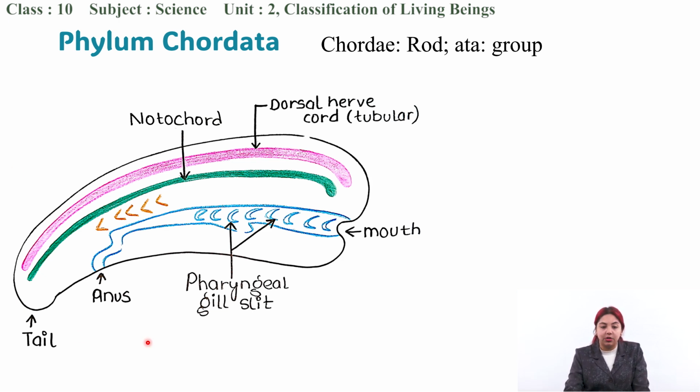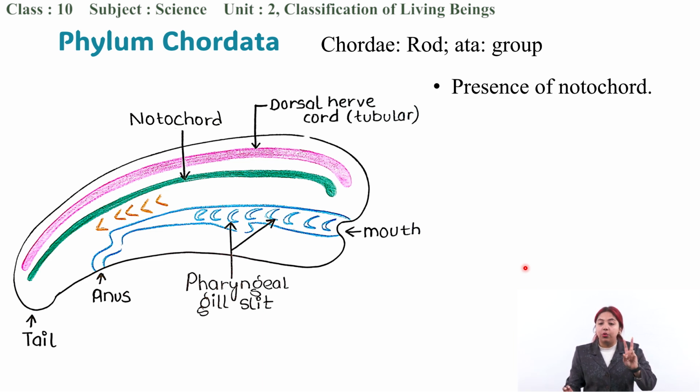Now this figure shows the internal organization of the chordates, and it indicates 4 most important features of the phylum Chordata, which distinguish the chordates from all the remaining invertebrates. So let us talk about all these 4 distinguishing characteristics one by one. Now the first is the presence of a notochord. You can see it is indicated here in green color. Notochord comes from two words, noton and chorde. Chorde means rod and noton means back.